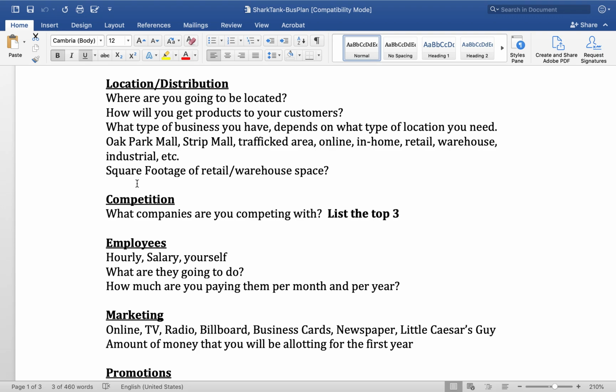Competition, 3 competitors that are going to compete directly with you. Okay, directly with you. So if you have a pizza restaurant and there's Gino's Pizza in New York City, that's not a direct competitor. They're selling pizza in New York City. You're selling pizza in Kansas City. It's completely different. Okay, so find people who are most likely to steal your target market away from you for the competition.